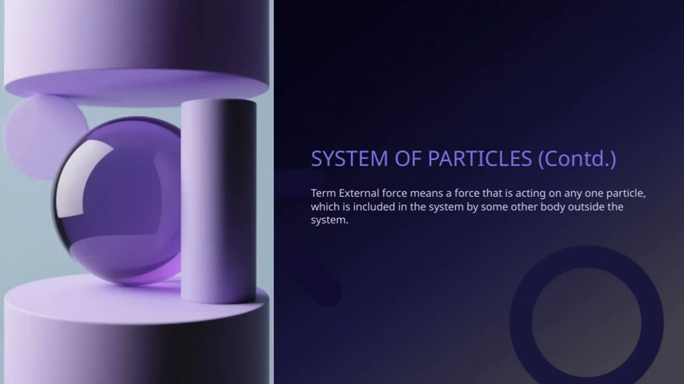Now, let's continue with our discussion on the system of particles. On this slide, we're focusing on the term external force. So, what exactly does that mean? An external force is simply a force that acts on a particle, which is part of our system, but it comes from some other body outside of that system. In other words, it's not generated by the particles within the system itself, but rather by something external to it.